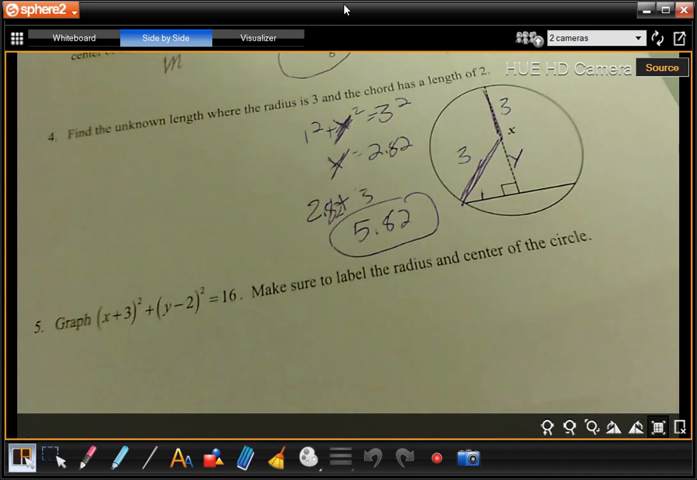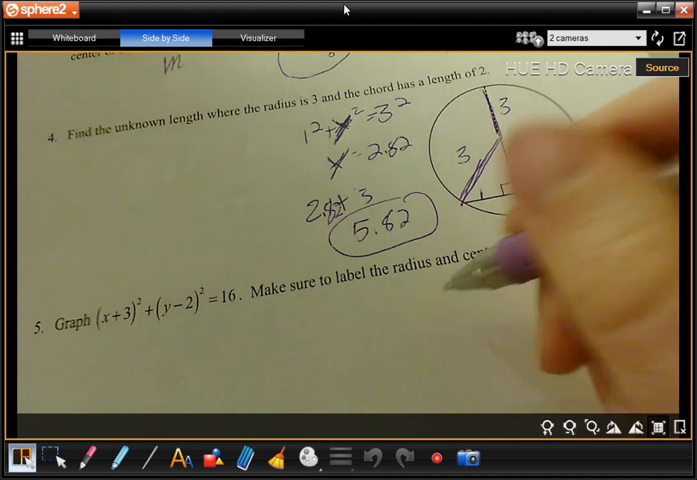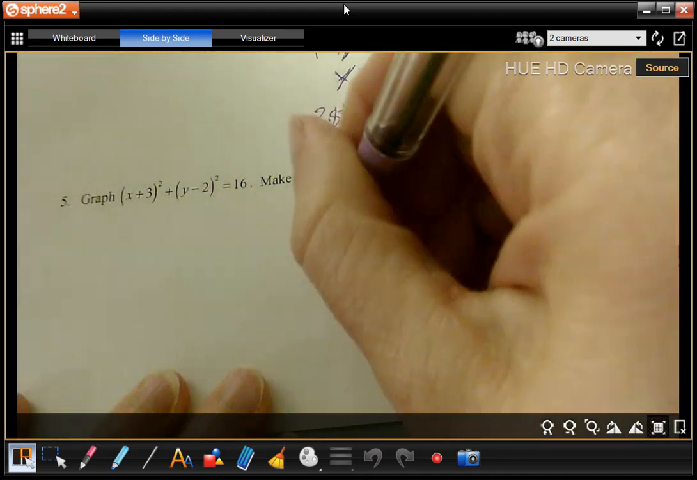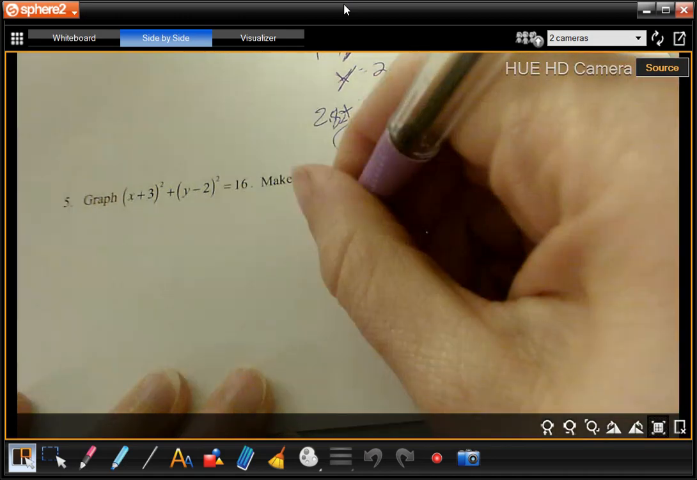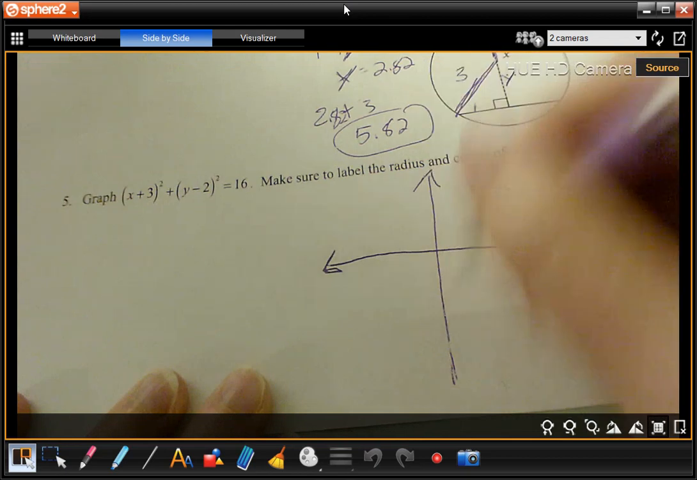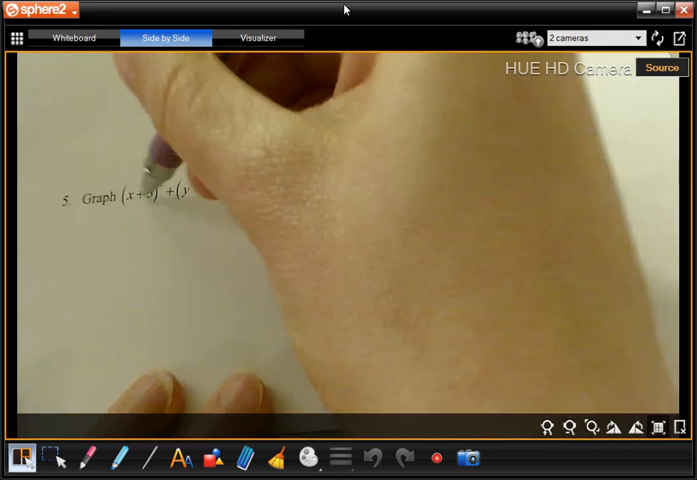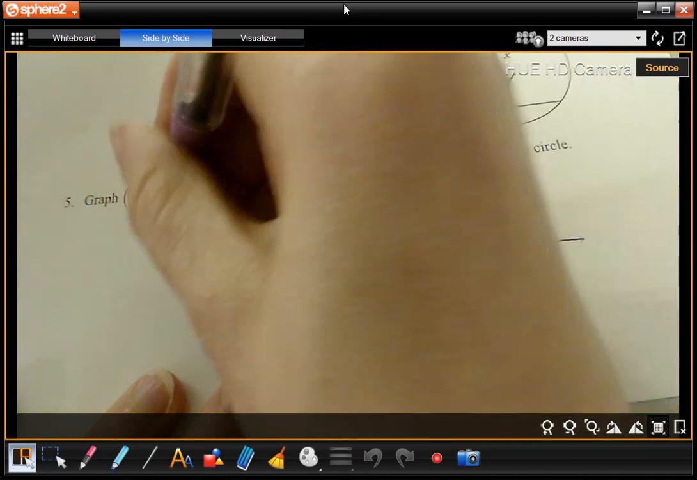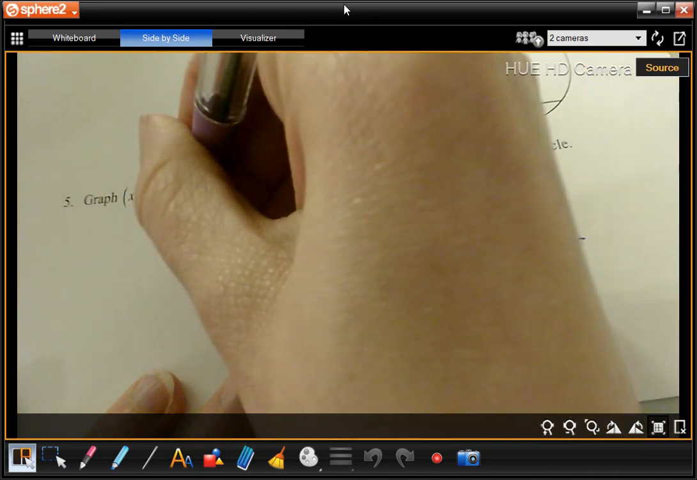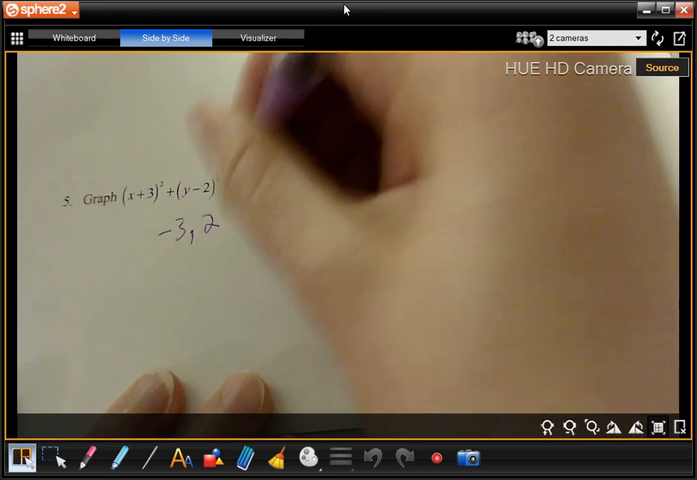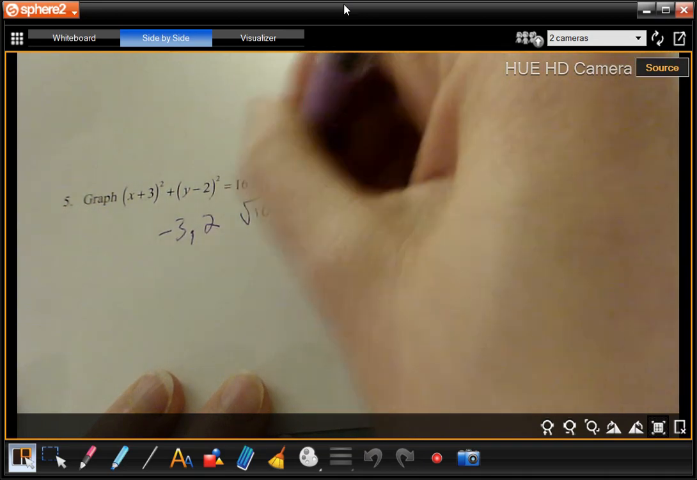Okay, last but not least, we're going to graph this last one. So I'm just going to draw in a y-axis, and I'm going to draw in an x-axis. Okay. This is the center. The center is the opposite of these. So it should be negative 3, 2. And then 16 equals the radius squared. So I'm going to have to take the square root to find out the radius is 4.